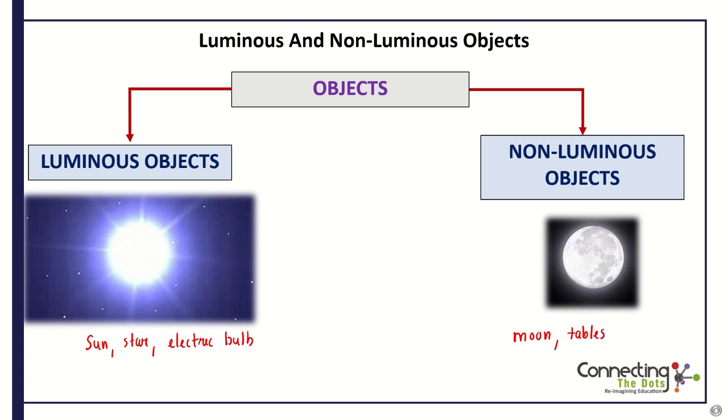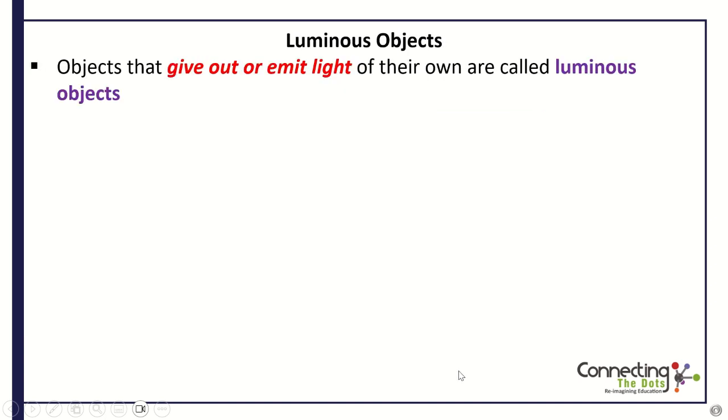For example, let's take the case of the moon. We are able to see the moon because of the light reflected by the moon from the sun. So those objects which do not emit light of their own, or which do not produce light of their own, are known as non-luminous objects. So let's understand about luminous objects.